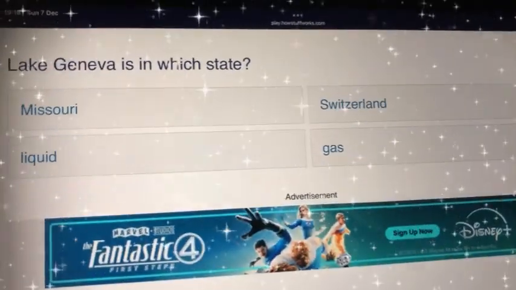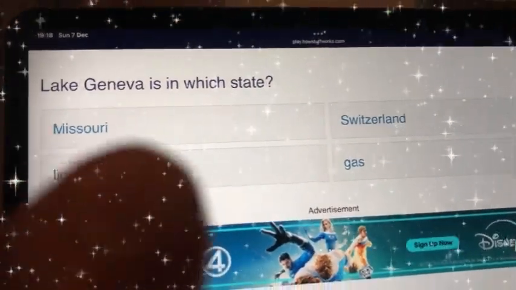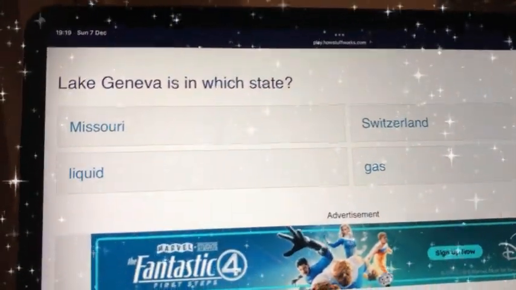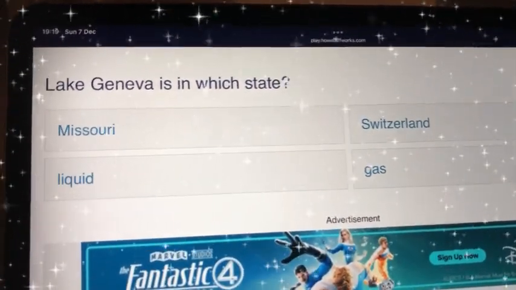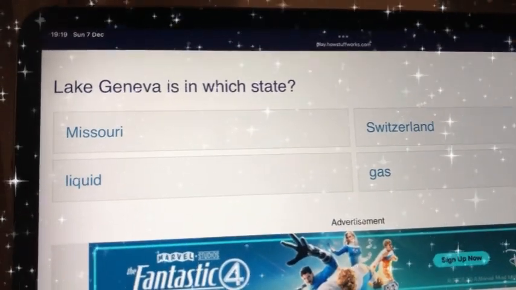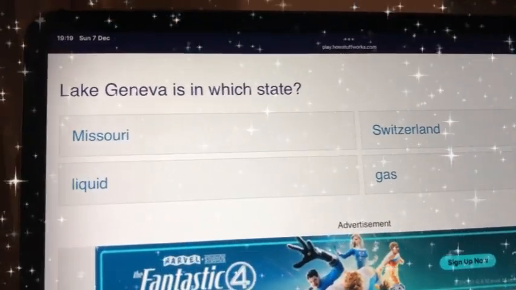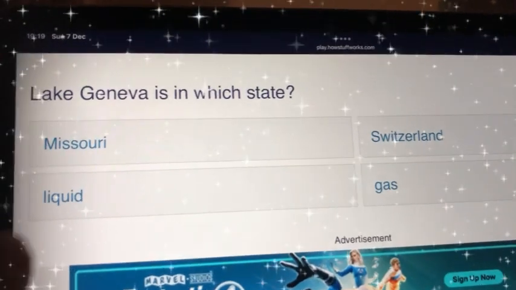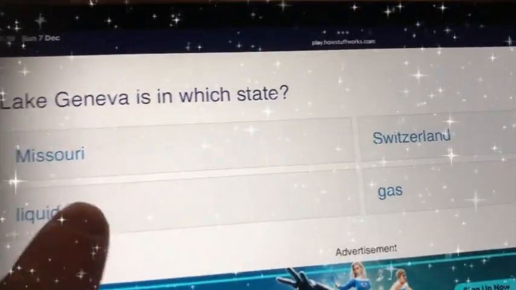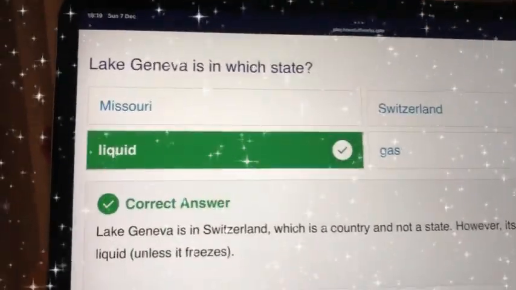Okay. A lot of people would say Geneva, Switzerland. Yeah, but think of it as solid, liquid or gas, like that. Lake Geneva is in which state? So it's a lake, therefore it is liquid. Has to be. Yay!